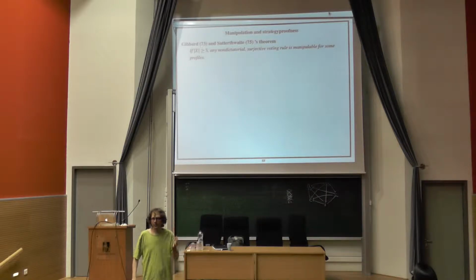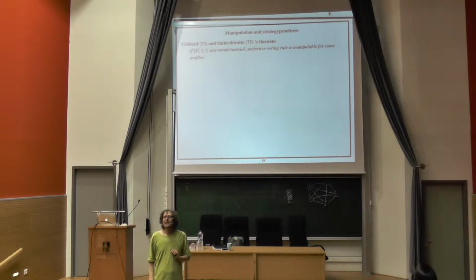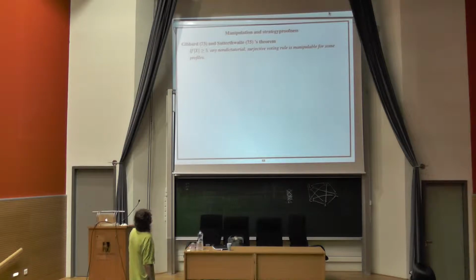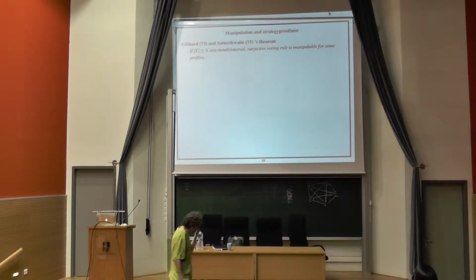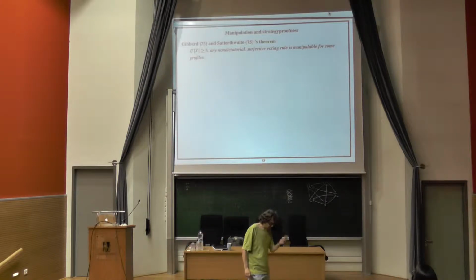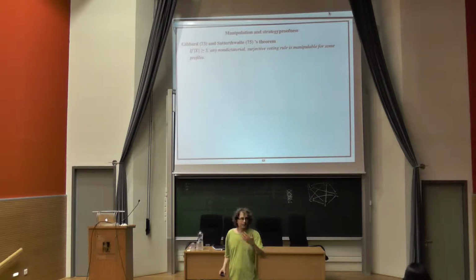If we have at least 3 alternatives, any rule that is surjective, in the sense that for every candidate there is a profile for which this candidate will be elected, this is a very weak condition, and non-dictatorial, is manipulable for some profiles. So every rule that is non-dictatorial and surjective is manipulable for some profiles. It means that there will be some cases where some voters will have an incentive to manipulate. This is a very negative result.